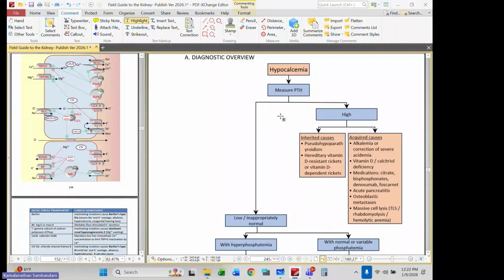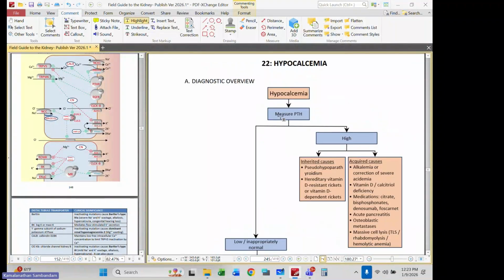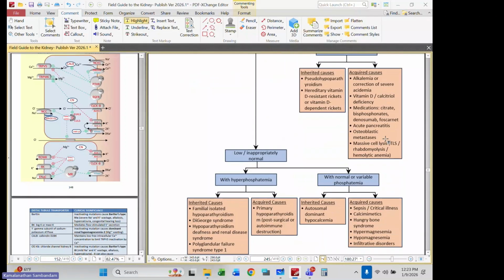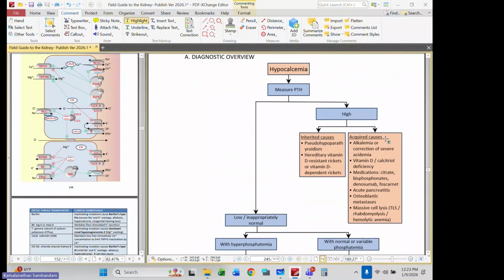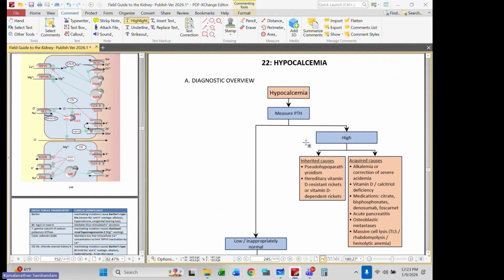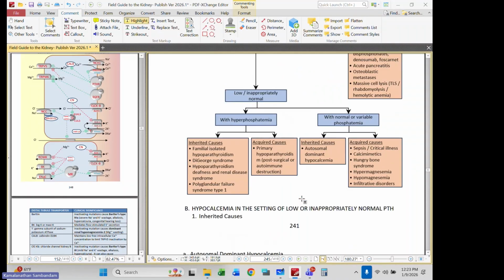Okay, so we have hypocalcemia. Again, you're not going to have this diagnostic overview algorithm in your version because this is only in the newest version. We'll have diagnostic algorithms for the phosphorus chapters as well that would not be found in your copies. So let's go through this overview and then go through the specifics.